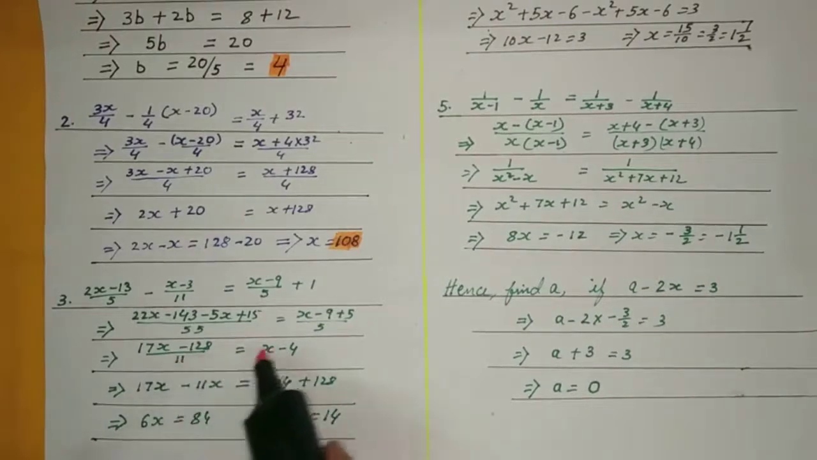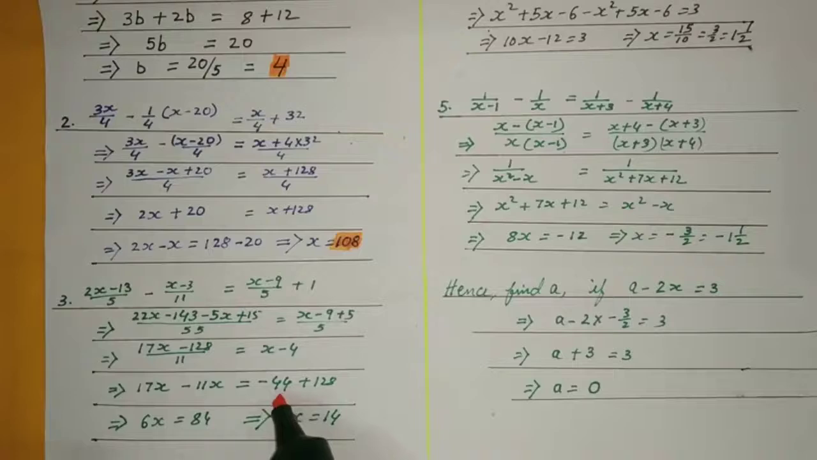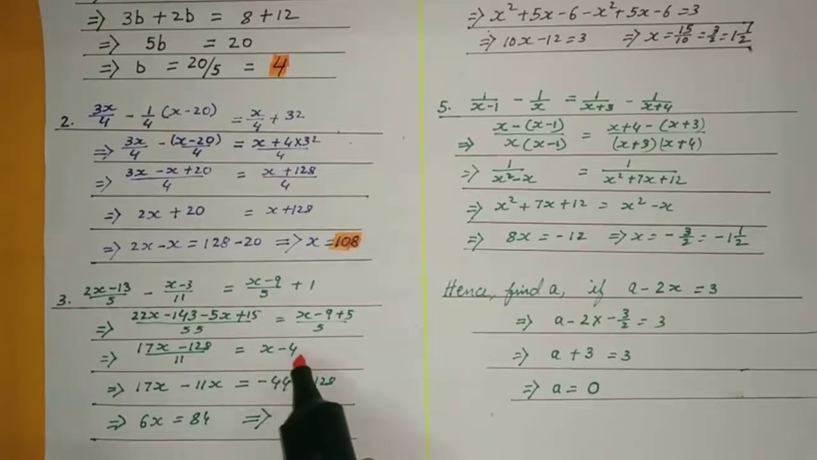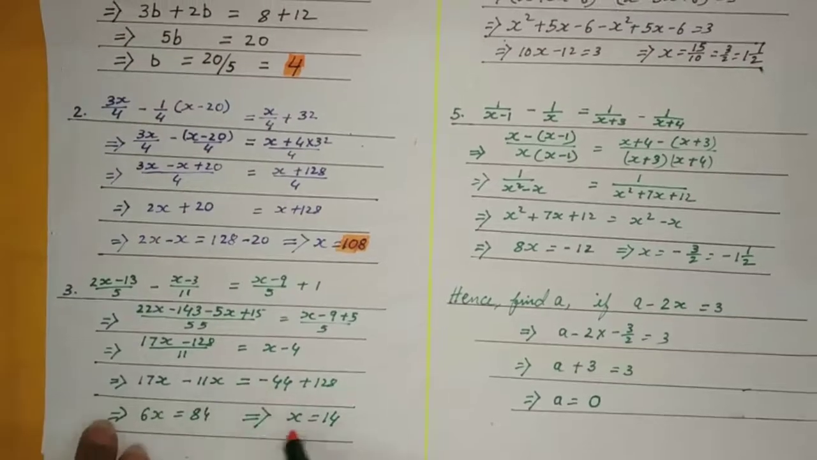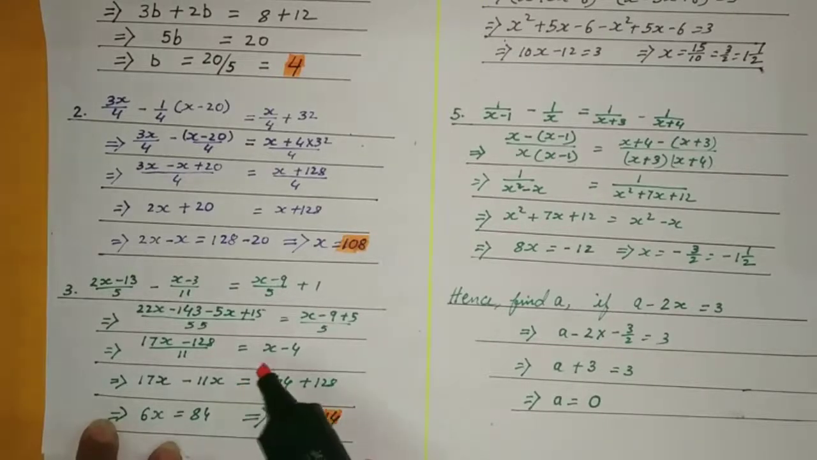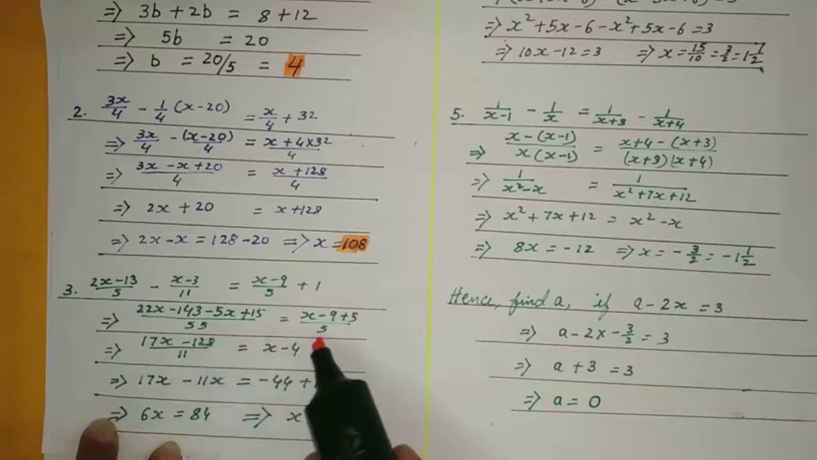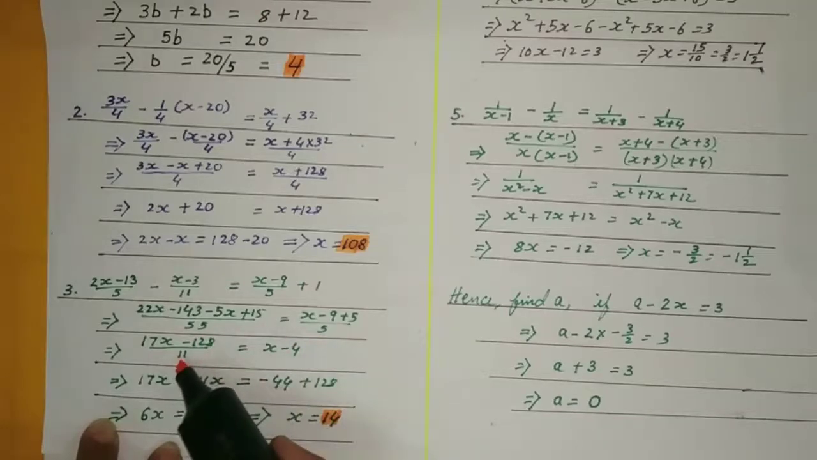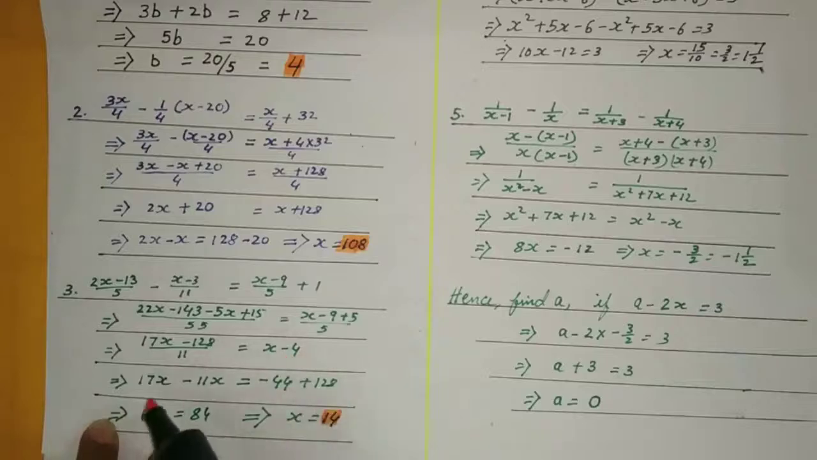This 11 gets multiplied to the entire numerator, which gives you 11x minus 44. And on bringing 11x this side, you get the answer as 14. So what I have done over here, I have first made a common denominator, cancelled the denominator, cross multiplied 11 over here, brought the like terms together, divided and got the answer.